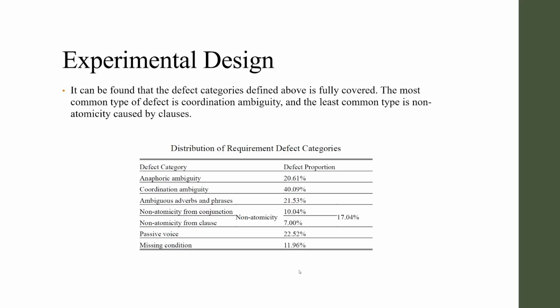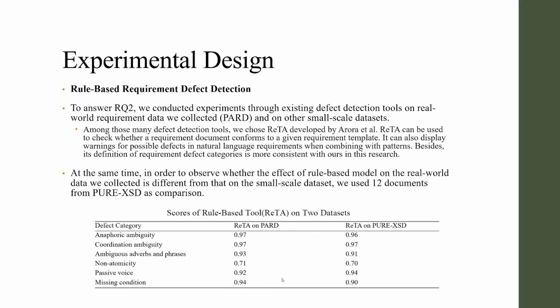It can be found that the defect category defined above is fully covered. The most common type of defect is coordination ambiguity, and the least common type is non-atomicity caused by clauses. To answer research question 2, we conducted experiments through existing defect detection tools on real-world requirement data we collected and on other small-scale datasets.